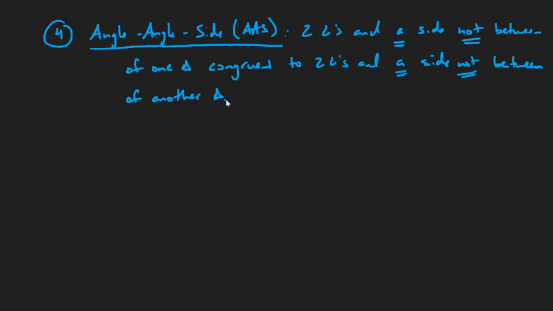Two angles and a side not between of one triangle congruent to two angles and a side not between of another triangle. So here are my two triangles. Again, I feel like they're having us draw the same triangles, but we're using different lettering just to practice. So I have U, V, and W. And then for this one, I have X, Y, and Z.